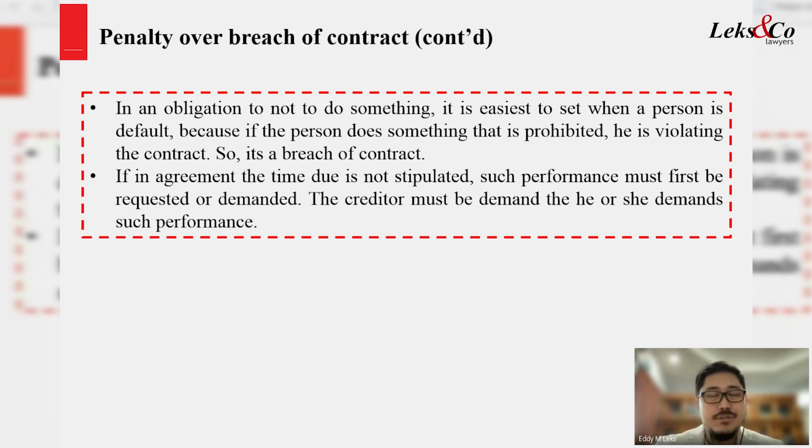So how many times? Well, this is a best practice. The Indonesian Civil Code doesn't really stipulate that it has to be twice or three times, right? No, there is none. But there is quite a must that you should at least send a letter of demand.